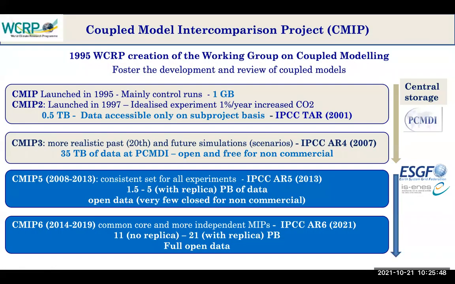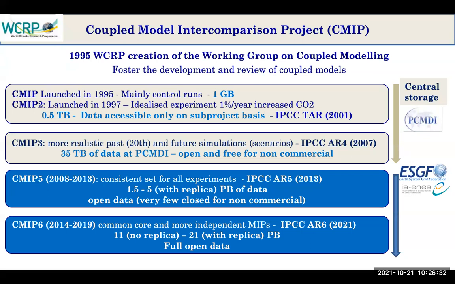So these MIP experiments have evolved through time. They started basically in the 90s, launched in 1995. At the start, it was mainly control runs with just 1 gigabyte of data shared, with central storage. Then the second phase in 1997 included increasing CO2 experiments, with 0.5 terabyte shared. The third one shared 35 terabytes, still centrally, and it was used in the 2007 IPCC reports.